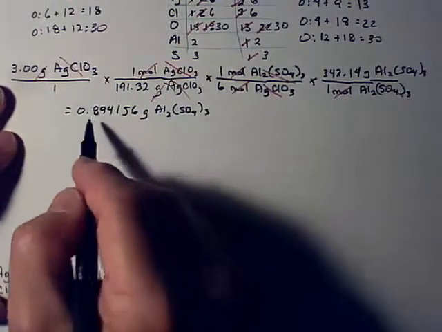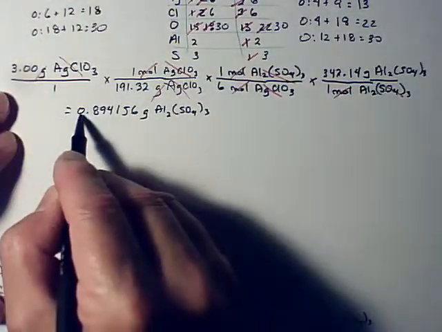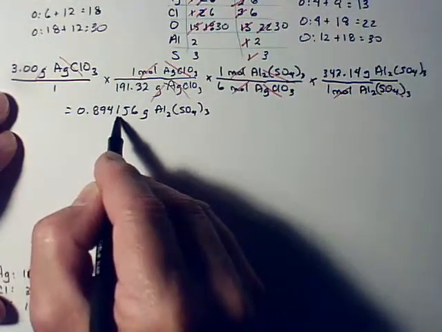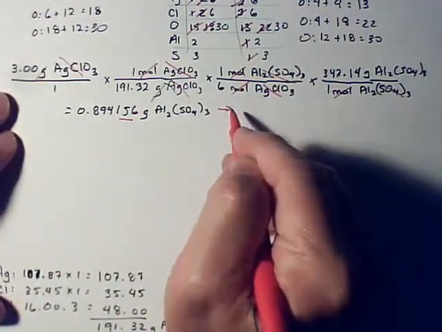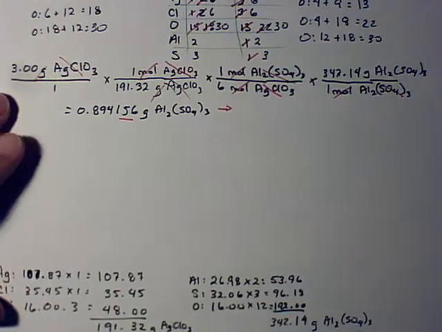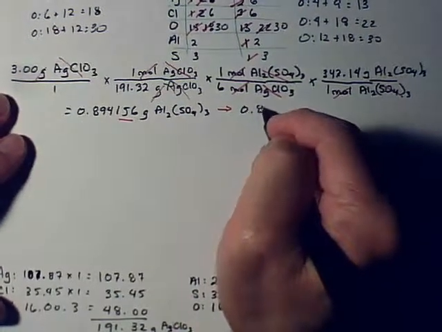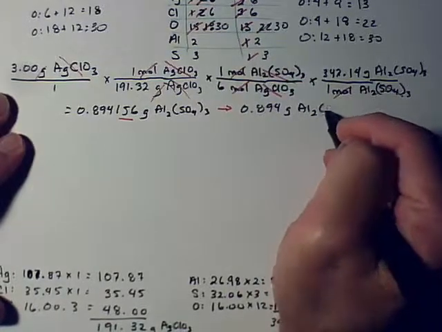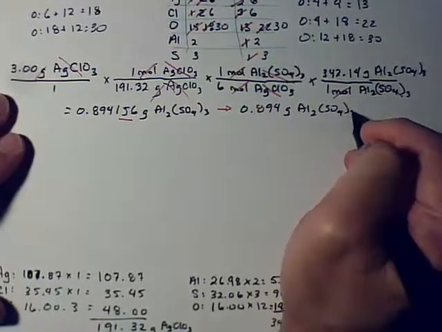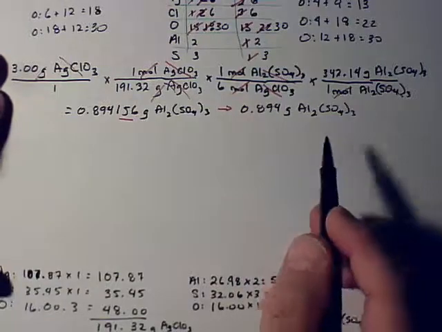All right. Now this has to be rounded off to 3 digits. Leading zeros are not significant. 1, 2, 3. We're going to underline the 1, 5, 6 here. We're going to draw an arrow, which is our operator for showing a rounding off, and put 0.894 grams of Al2(SO4)3.